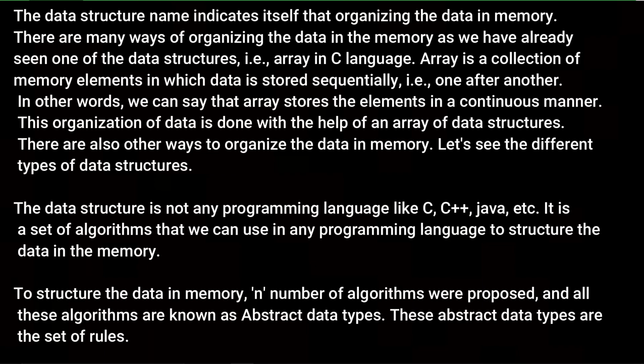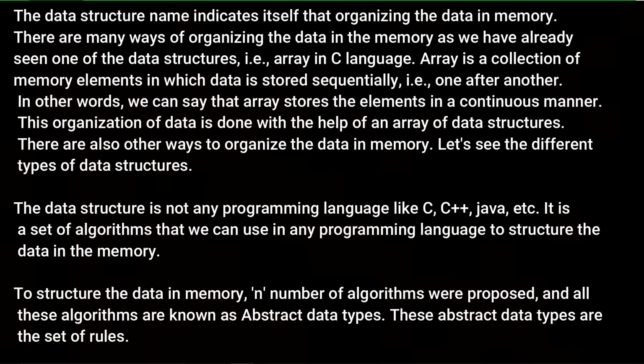Now an array in C language is nothing but a collection of memory elements in which data is stored sequentially, one after another. In other words, we can say that an array stores the elements in a continuous manner. This organization of data is done with the help of an array data structure. There are also other ways of organizing the data in memory.